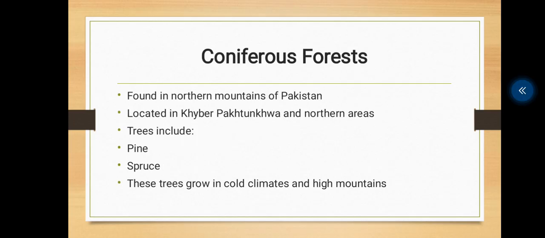Next, we will discuss the coniferous forest. Coniferous forests are found in northern mountain areas of Pakistan, especially in Khyber Pakhtunkhwa and northern regions. These forests grow in cold climates and at high altitude. The trees in these forests are usually tall and cone shaped, which helps snow slide off their branches. Common trees found in coniferous forests include pine and spruce trees.